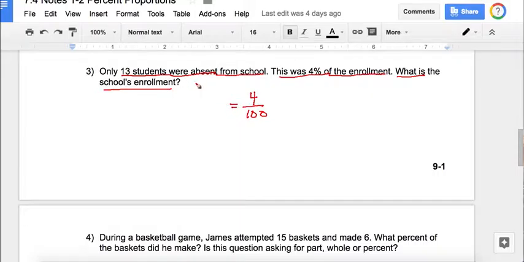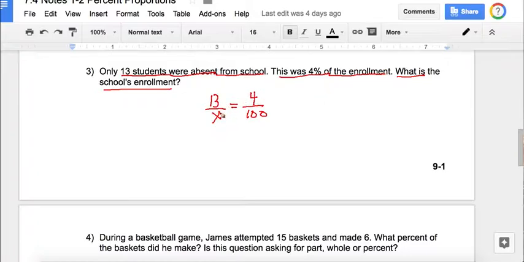And there's 2 ways to figure this out. Number 1, you can just say 13 students absent from school. Is that part or whole based on the whole school? And that, of course, is part. So you can put 13 over x. Another way that you can also tell that that is a part is it's saying this number right here is 4% of the enrollment. By that statement, they're telling you that that's a part because those 13 students only represent 4%. If it represented all of them, then they would be talking about 100%. But they're only talking about just part of the students.